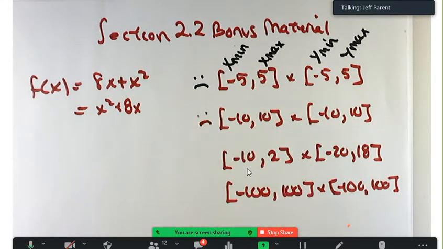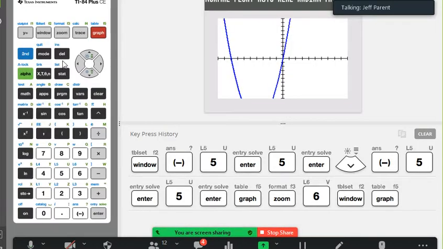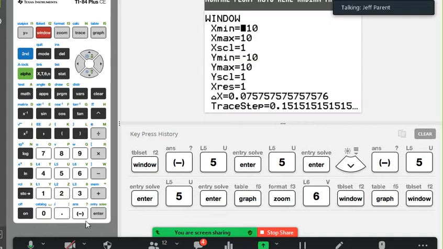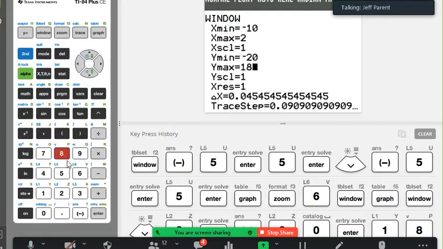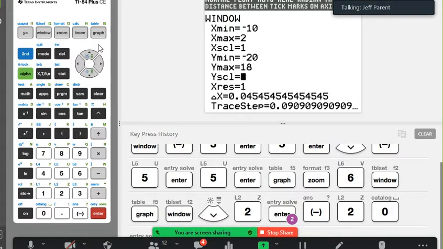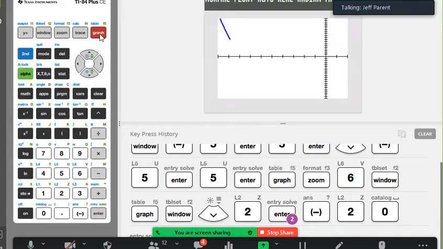Let's take a look at the next one, -10 to 2 and -20 to 18. So let's make those changes here. So -10, we're good. 2, we're good. And then -20 to 18. And let's look at this one. So with those settings, bam. That looks a lot better, right?